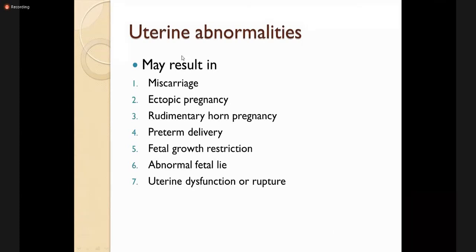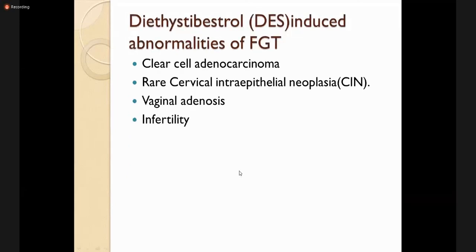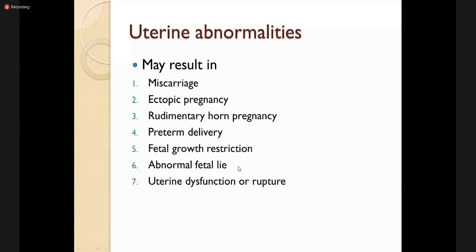Now, at the end of the uterine cavity abnormalities, I've just briefly given what they can result in. There is increased chance of miscarriage, ectopic pregnancy, rudimentary horn pregnancy, preterm delivery, fetal growth restriction, abnormal fetal lie, uterine dysfunction or rupture during labor. Here we end the topic of uterine abnormality. We discussed four main abnormalities and their consequences in this slide.